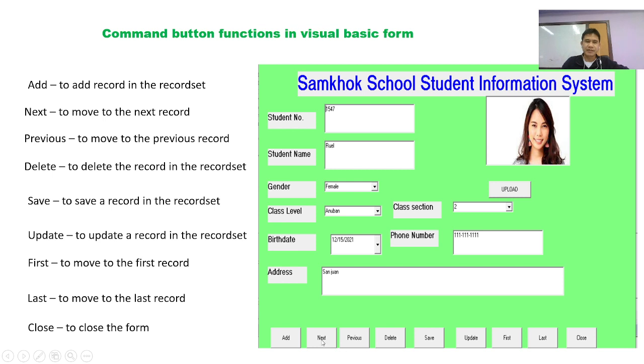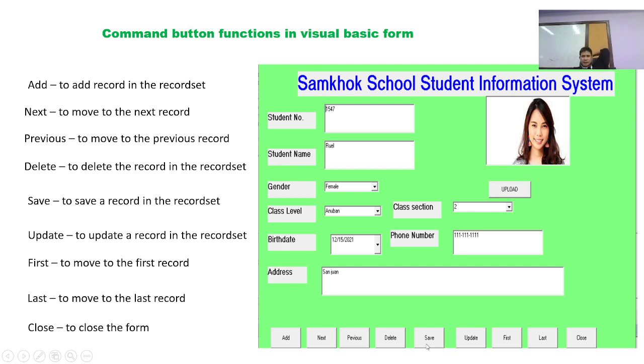Number two is Next, to move to the next record. So when you click Next, this record will be changed to the next record. Another one is Previous, to move to the previous record. So backward, okay? It will move to the previous. Next is Delete. When you press Delete, you can delete the record.